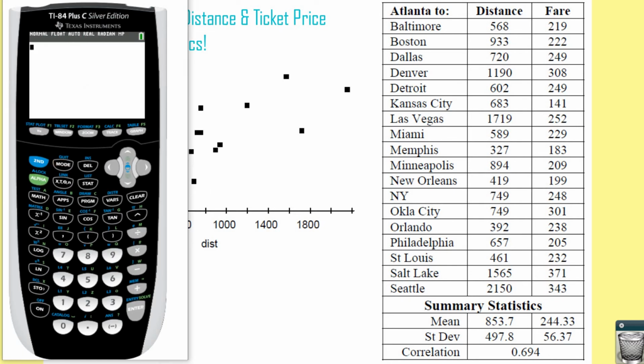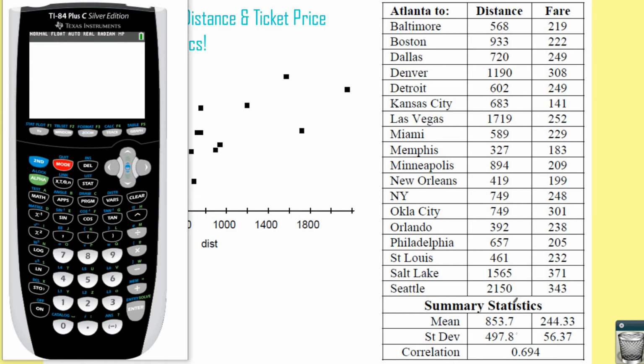You want to go to Stat, then click 1 for Edit, and then input your data. I put distance into list 1, and into list 2, I put the fare. If there's already data and you want to get rid of it, highlight the top part, hit Clear, and then hit Enter. Get all your data points in there and double check that it's all correct, because it's easy to misplace a decimal or reverse a digit.